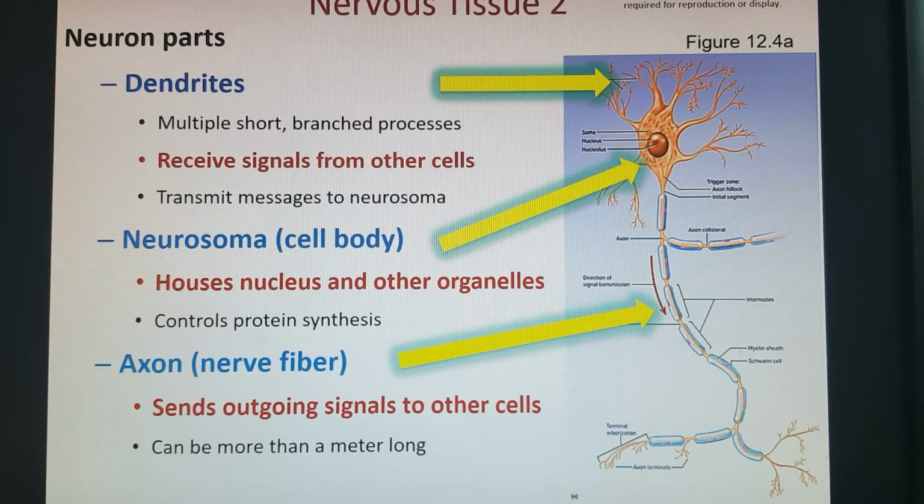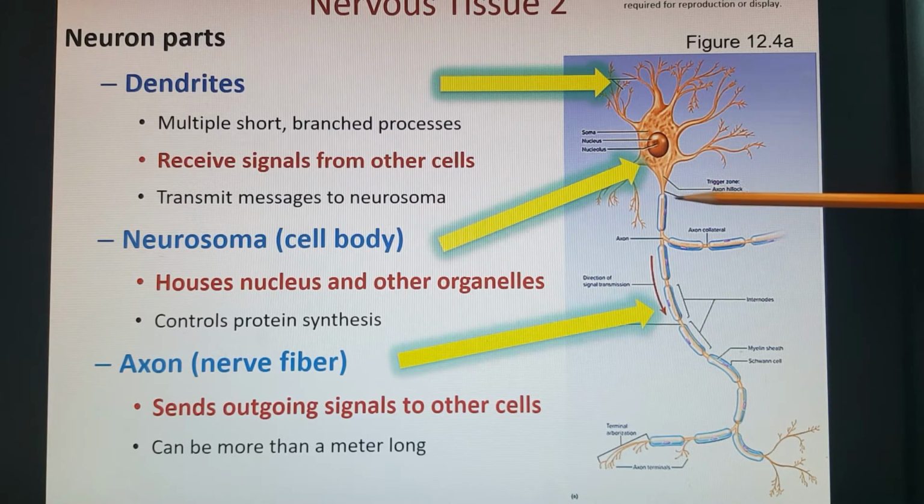Okay, parts of a neuron. So we got our dendrites. These are our signal receivers. So very at the top here of our neuron. So their job is to receive the signals. That signal then gets sent to the neurosoma, which is your main cell body. So your nucleus is there. You also have your other organelles. So for example, for making proteins, all of that is done in our neurosoma, and then it can be trafficked to other areas of our neuron.